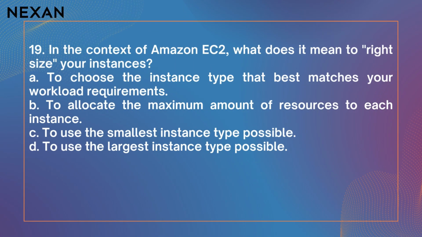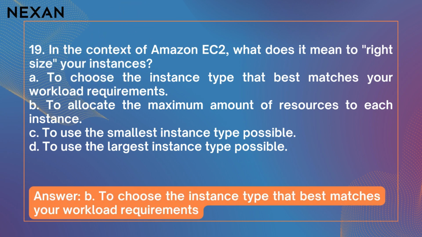19. In the context of Amazon EC2, what does it mean to right-size your instances? A. To choose the instance type that best matches your workload requirements. B. To allocate the maximum amount of resources to each instance. C. To use the smallest instance type possible. D. To use the largest instance type possible. Answer: A. To choose the instance type that best matches your workload requirements.